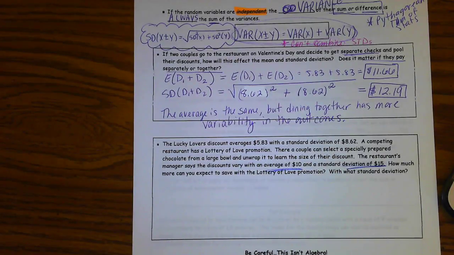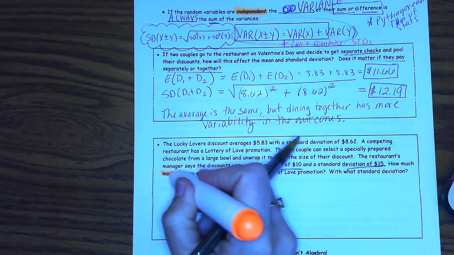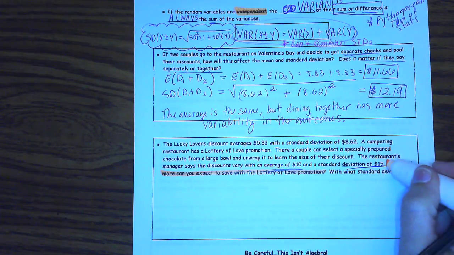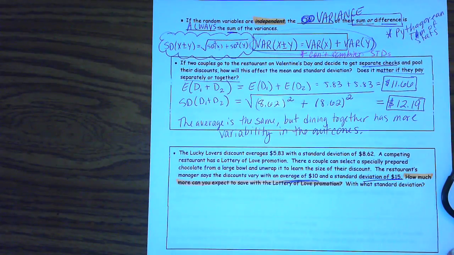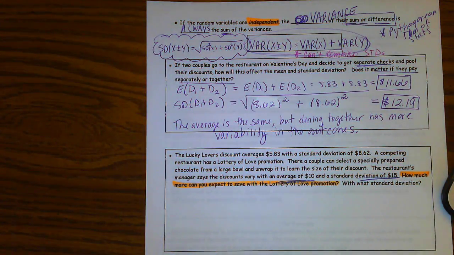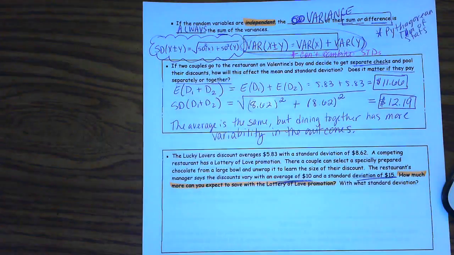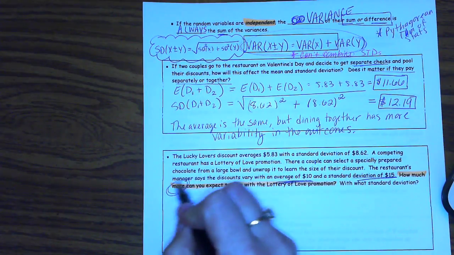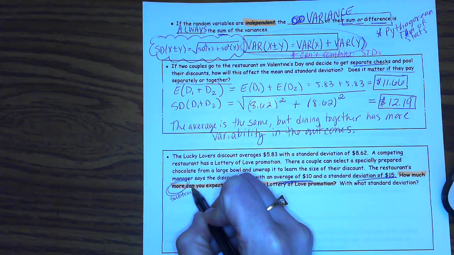So we don't have to calculate their average and standard deviation. We're being told those values. How much more can you expect to save with the Lottery of Love promotion? So now you have to be sure you read this question and understand what it's asking you. How much more can you expect to save with the Lottery of Love promotion? If I want to know how much more something is, that means I need to subtract. Some of y'all miss out on that concept, and you need to work on learning these words, how much more. That's cluing you in that you need to subtract.